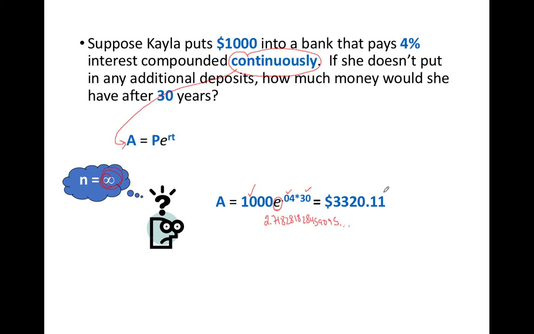Nick got money every day and got 3,319-ish. She got 3,320, getting interest faster than every second. Whoa.